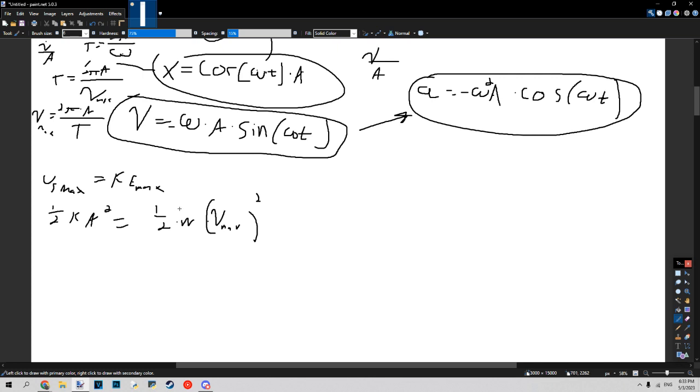That's cool. Why is that cool? Because we can now simplify this equation, take these out, and we have k A squared is equal to m times, and now we plug in this big guy, 4 pi squared times amplitude squared over T squared. And these two will obviously cancel out now.